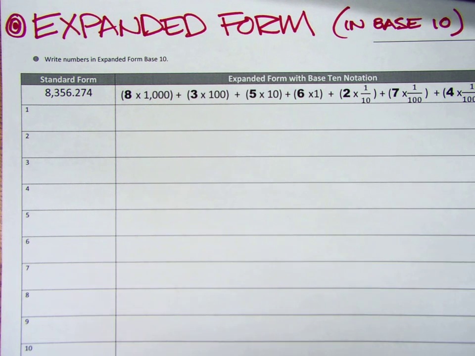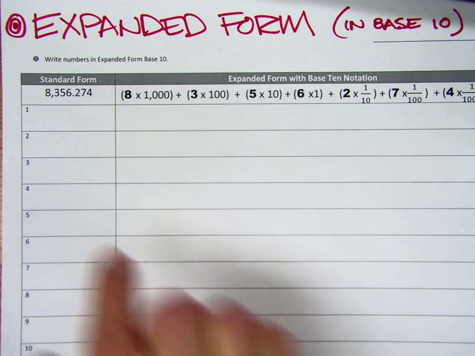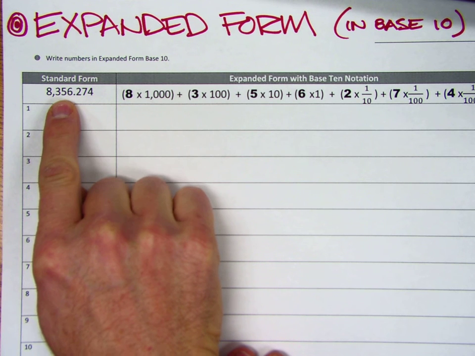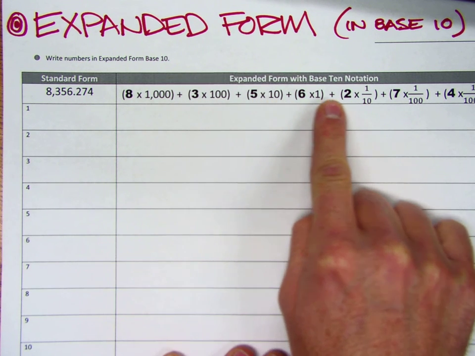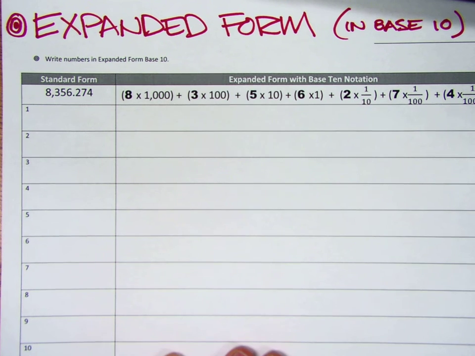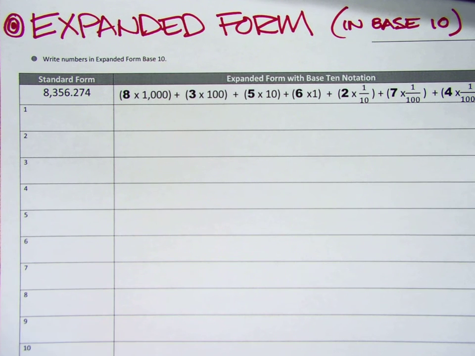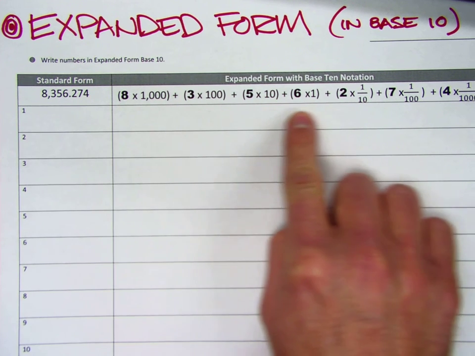This is Aaron Holmberg at Corvallis Middle School, and this worksheet is about training students to take a number that's written in standard form and rewrite that in expanded form with base 10 notation. This is Common Core Standard 5.NBT.A.3.A, which reads, read and write decimals to thousands using base 10 numerals, number names, and expanded form, and it gives an example that is very much like this.